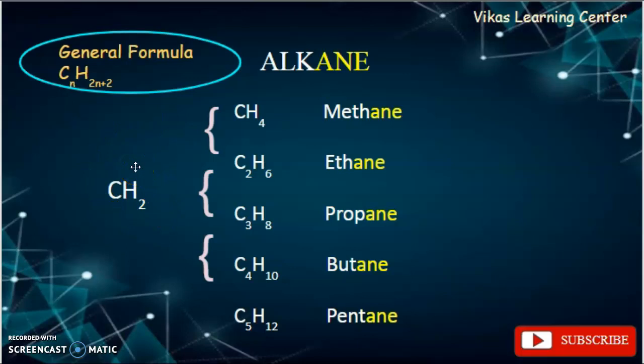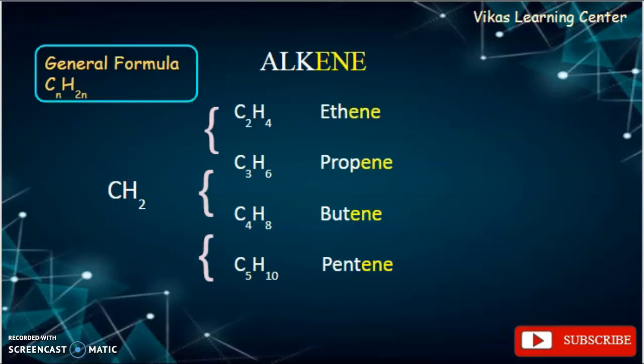So you can conclude that in the series of alkane, the difference between consecutive members is a CH2 group. Quickly coming to this alkene, where you can follow the same trend, which has the general formula CnH2n. If you substitute n equal to 2 in this general formula, you will get the first member of alkene, that is C2H4. If you substitute n equal to 3, you are going to get the second member of alkene.